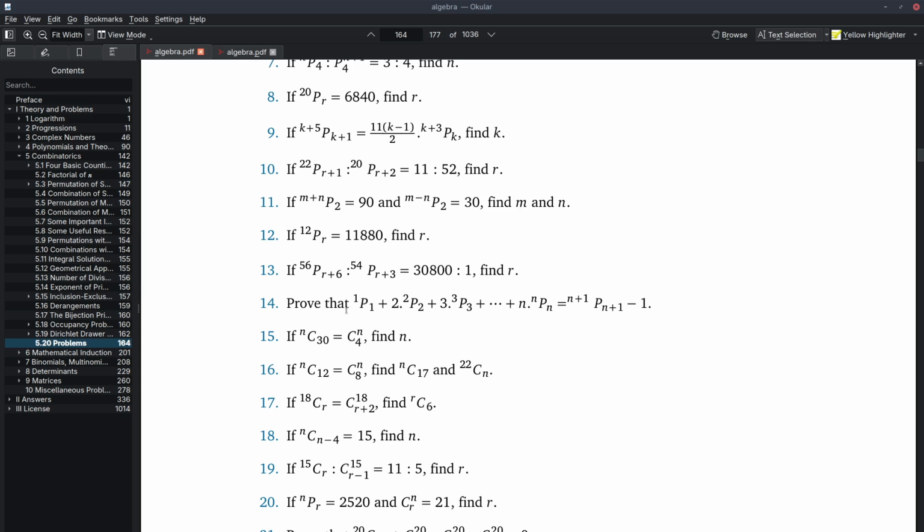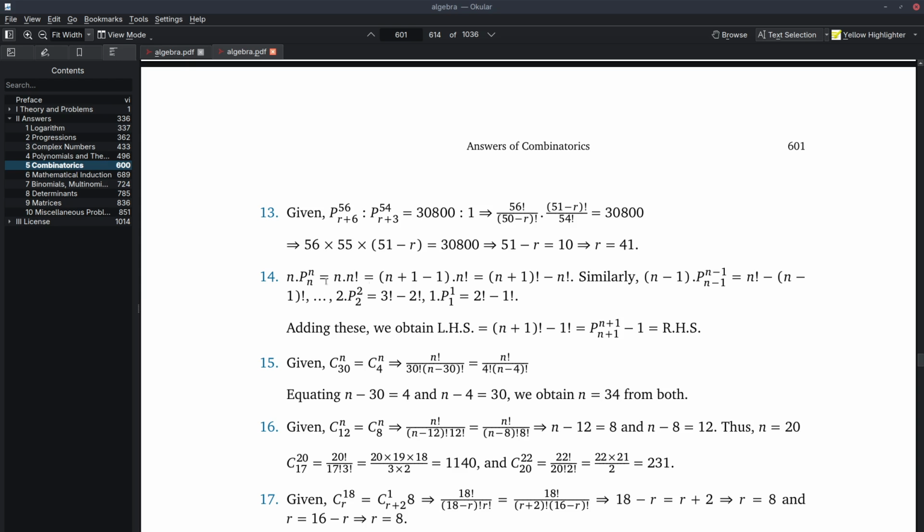Question 14 says that prove that 1p1 plus 2 into 2p2 plus 3 into 3p3 up to n into npn is equal to n plus 1 pn plus 1 minus 1. So we know that n into npn is equal to n into n factorial, which is equal to n plus 1 minus 1 into n factorial, is equal to n plus 1 factorial minus n factorial.